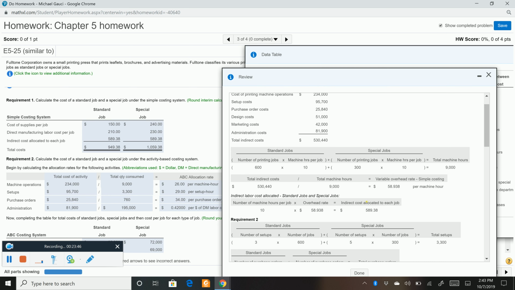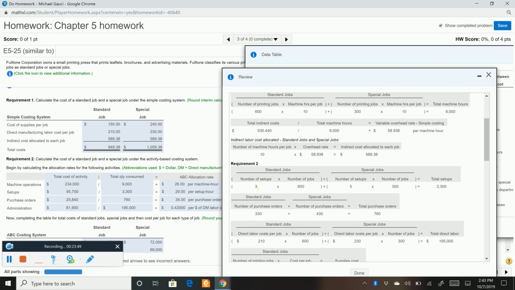That would be 1,800. So 3 times 600 is 1,800. Now for special jobs, 5 setup hours for each job. There are 300 jobs. 5 times 300 is 1,500. It's a total of 3,300. So if I take my total dollar cost of $95,700 divided by the 3,300 setup hours, that works out to $29 per setup hour.